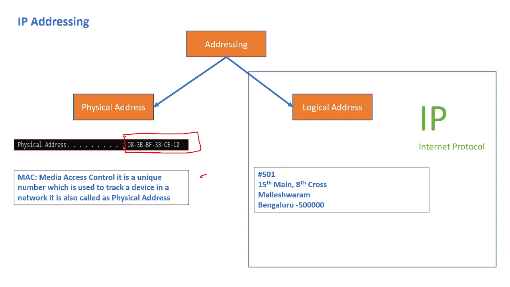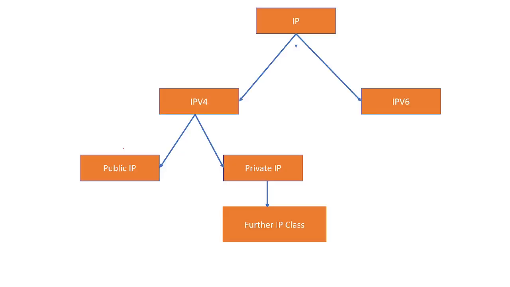Logical address is the Internet Protocol address. It changes from network to network. Since we know about the logical address, this logical address is nothing but the IP address. So this IP address is very, very crucial and important. And now let us understand how many versions of IP addresses we have. In IP addresses, we have two versions. One is IP version 4 and another one is IP version 6.